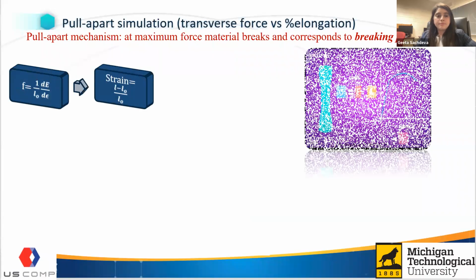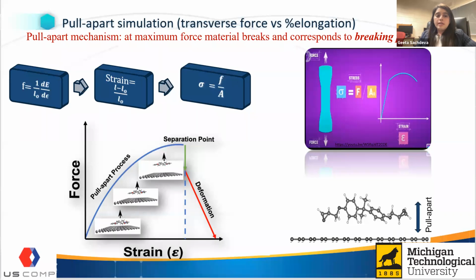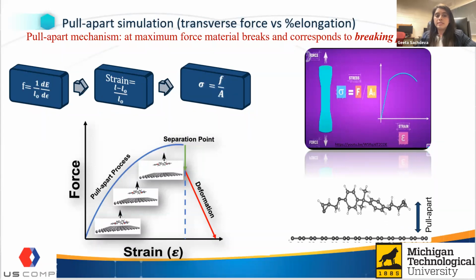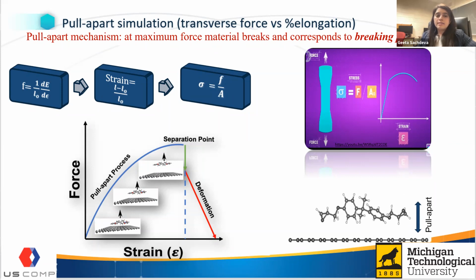So we have calculated mechanical response using the pull-apart test, applying the following formulas, where force is defined as the derivative of energy with strain, and strain is defined as the displacement with respect to the equilibrium distance. The topmost figure on the right-hand side demonstrates what a force-strain curve looks like with elongation. It shows that after some point, the curve is not linear anymore and the material has started deforming.